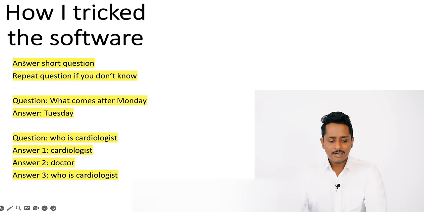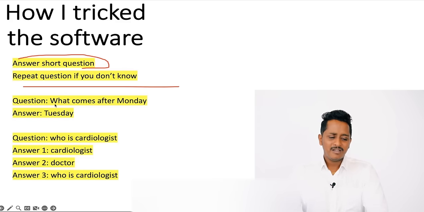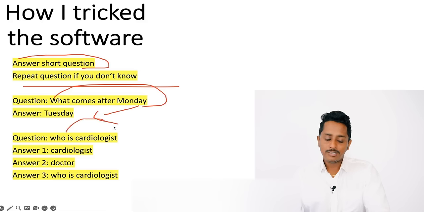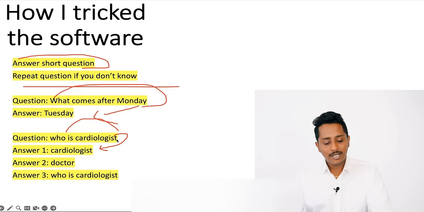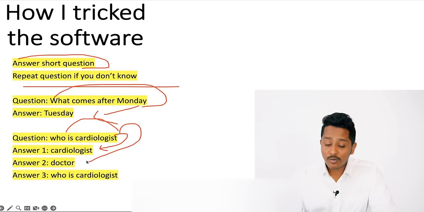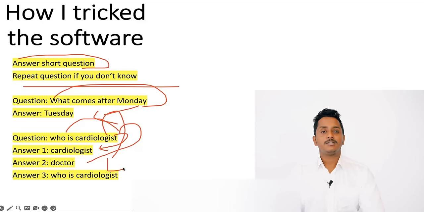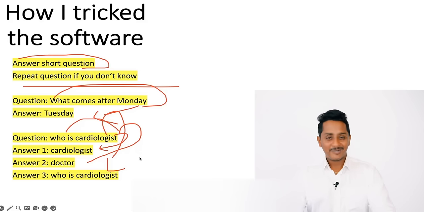What is the task? They will play an audio and you have to just answer it. If you know the answer, you answer it. Otherwise, you repeat the question. Don't keep silent. What comes after Monday? You know the answer? You say Tuesday. Who is a cardiologist? If you know the answer, heart specialist. If you don't know the answer, you can repeat the question: cardiologist. If you know the answer to some extent, I think it's a doctor. If you have no clue, repeat the question: who is a cardiologist? Don't keep quiet. Just speak something fluently.